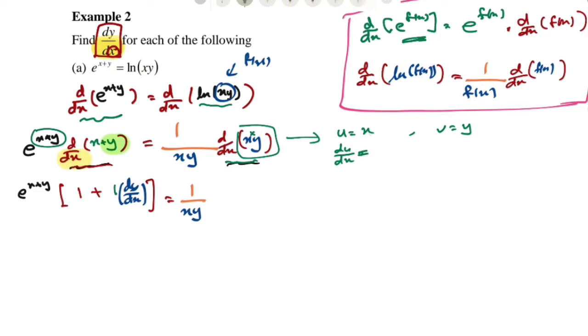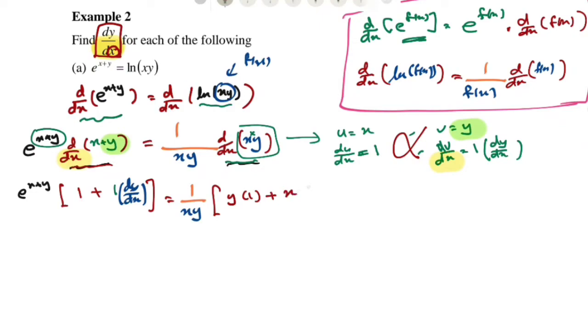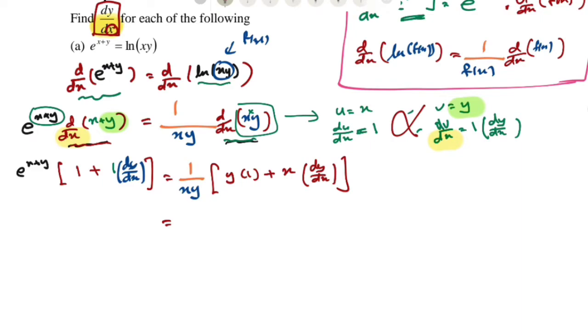This is just x, so you get 1. Differentiate v with respect to x. What you get is just 1, but multiplied with dy over dx. Why? Because it's not in the same term. Use the product rule here. So using the product rule, this is y multiplied with u prime plus u multiplied with v prime. Our final answer must be in the form of dy over dx equal to something.